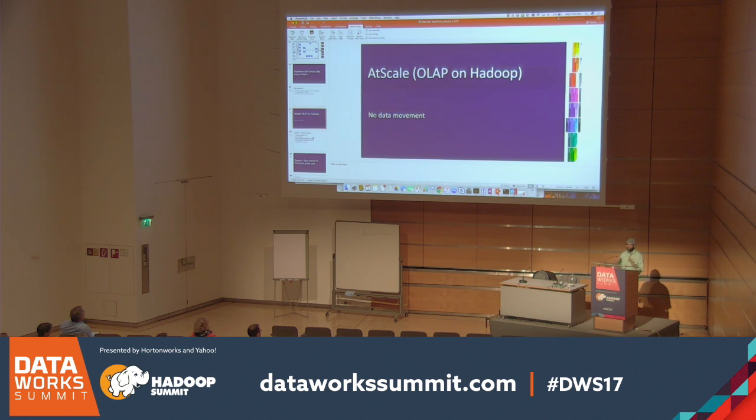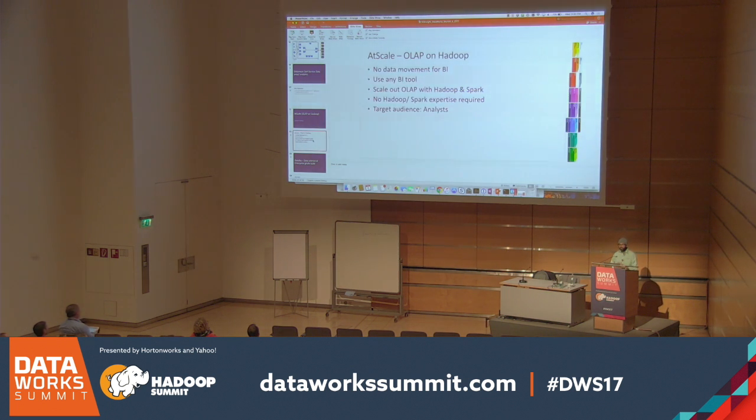Or you can start to do an OLAP scenario. Apache Kylin is another open source project that does OLAP. AtScale is another provider that does OLAP. The key benefit is, again, no data movement for a BI scenario. You can use any BI tool, and you can use the scale-out features in HDInsight to make sure that you can run these queries at scale.